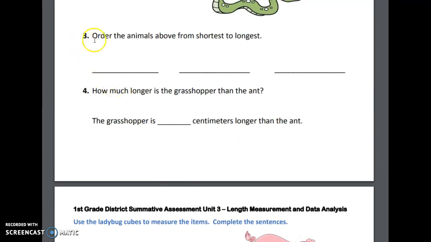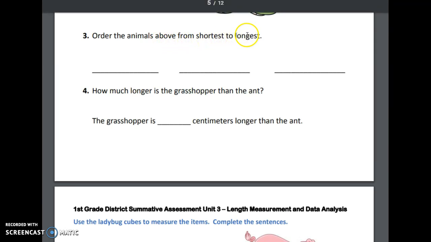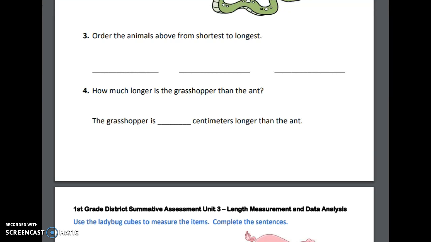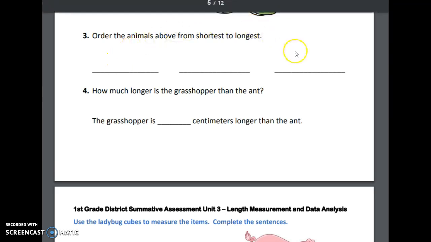So question 3 says, order the animals above from shortest to longest. So you have 3 animals, there's 3 blanks. So on the blanks, you're not going to write numbers, you're going to write the names of the animals from the shortest animal to the longest animal. Go ahead and do that.